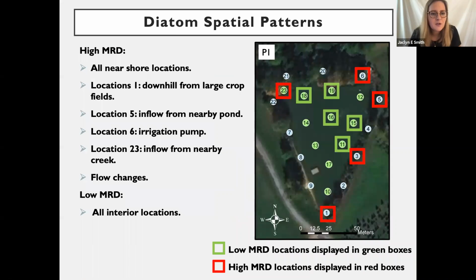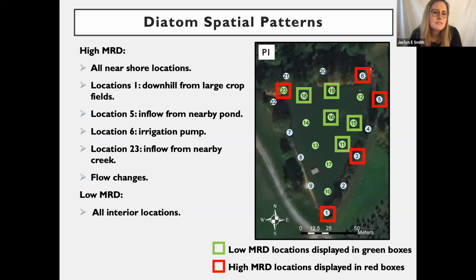Now looking at the diatoms, for the most part, same thing here. All the low ones seem to be within the interior of the pond, and the high ones were all nearshore locations. And again, they were for the most part associated with some type of flow change or flow conditions. So we have location 1, which is right adjacent to the crops, 5 with the inflow pipe, and 23 with the inflow from the ephemeral creek.